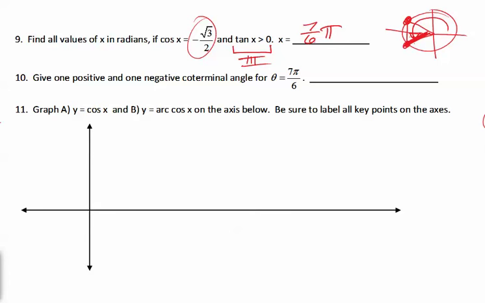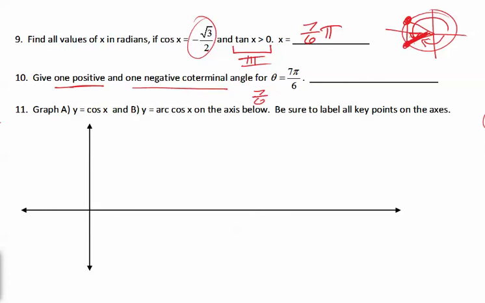Now, would there be anything wrong with saying that that's negative 5/6 pi? No, of course, those are the same angle. 7/6 pi and negative 5/6 pi are coterminal. And that's exactly what the next question is asking. Coterminal angles end up in the same place. So we want one positive and one negative.